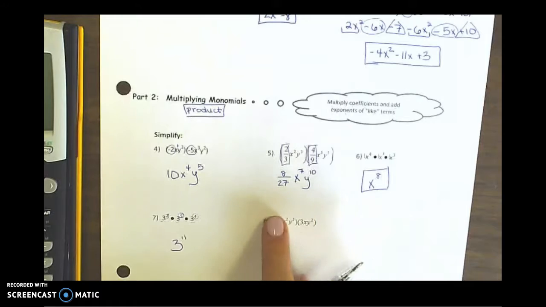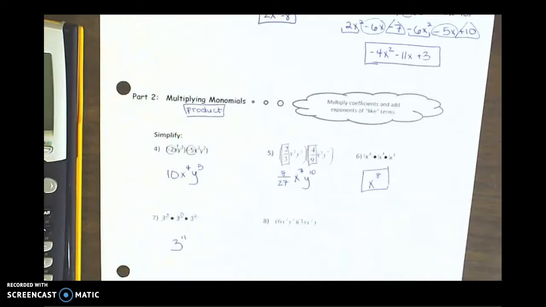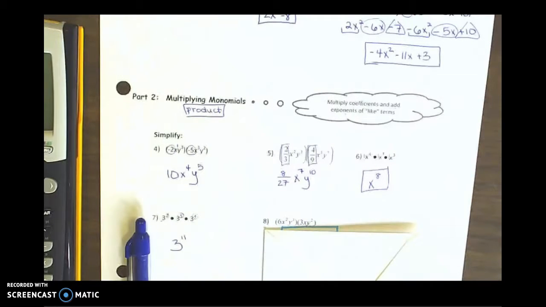All right, I'm going to hit pause right now. I'm going to have you answer this next one all by yourself. All right, let's go ahead and double check. Did you get 18 x to the third, y to the 5?